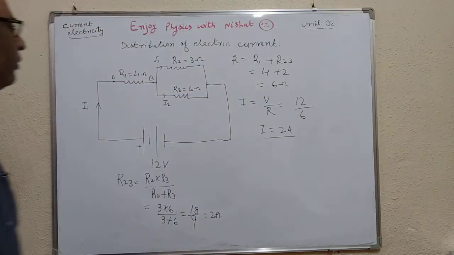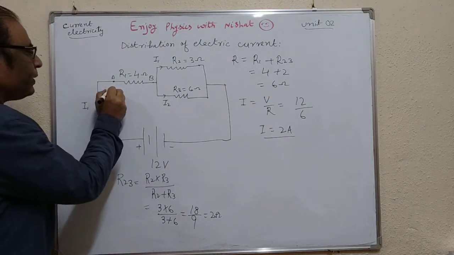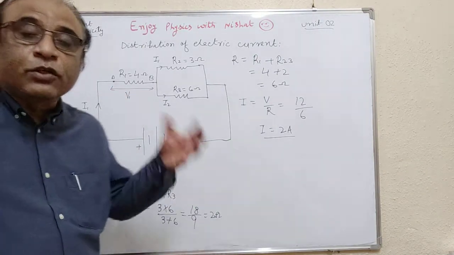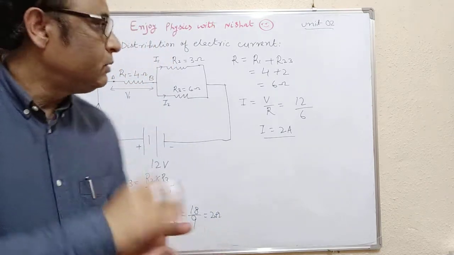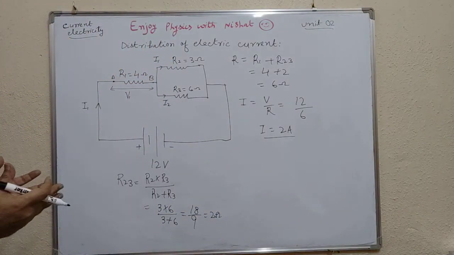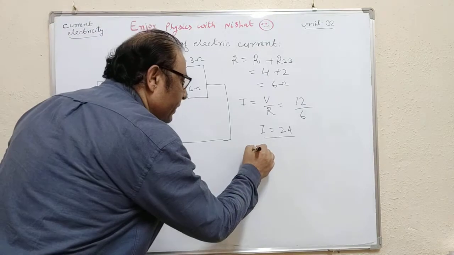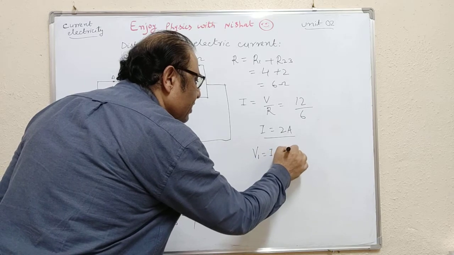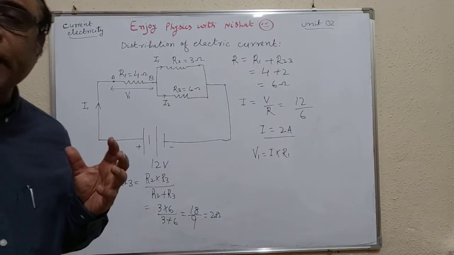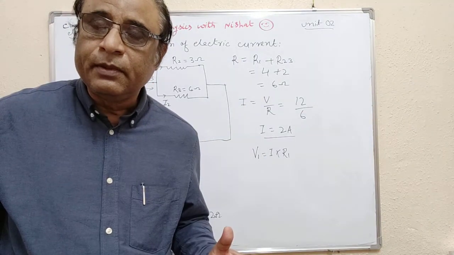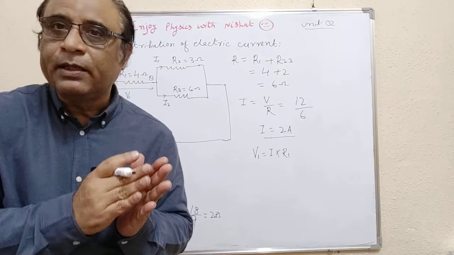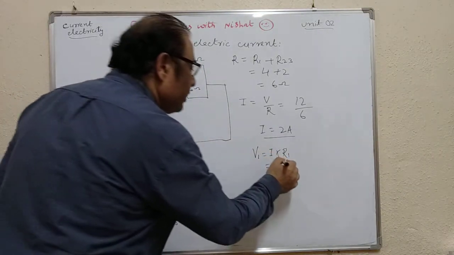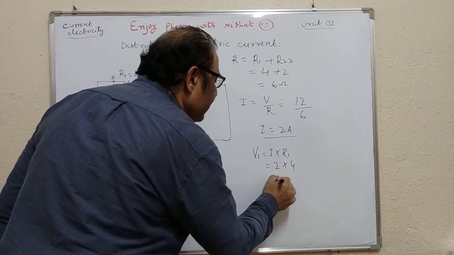Now we have to find the potential drop here, and this is supposed V1. How much potential drops according to Ohm's law? We know that the potential drop by Ohm's law, V1, is equal to the main current I into resistance R1. This is the formula of the potential difference, dear students, the potential drop here. So here I is equal to 2, and R1 is 4 ohm, and we get here 8 volt.